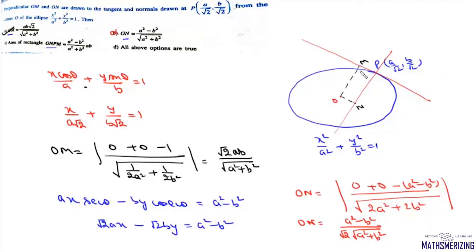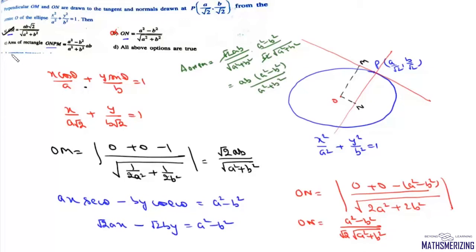Now we need to find area of this rectangle ONPM. So area of this rectangle ONPM will be OM into ON. So OM is root 2 ab upon under root of a square plus b square into a square minus b square upon root 2 under root of a square plus b square. Here root 2 will cancel. So we'll get this as ab into a square minus b square upon a square plus b square, and that's your option number C. So option A and C, they are correct.